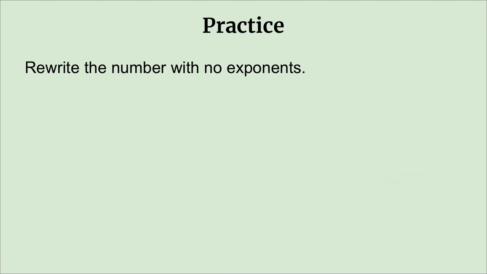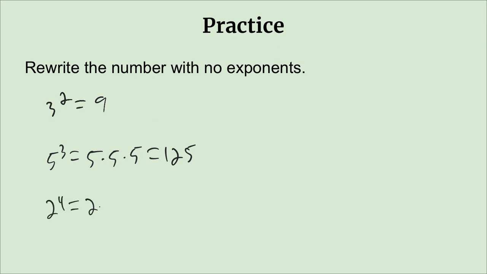Rewrite the number with no exponent, so that's kind of what we started out with earlier. If we had 3 squared, that would equal 9. 5 to the third is 5 times 5 times 5, which is 125. 2 to the fourth, 2 times 2 times 2 times 2, 16.